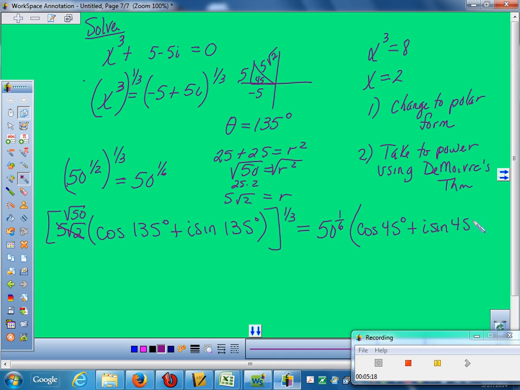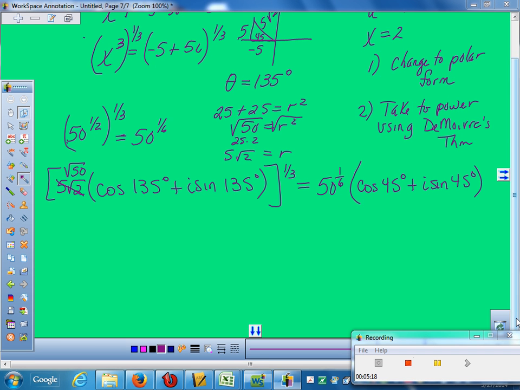Now, most of the problems I'm nice, and I say to you, may leave your answer in polar form. This one I am going to let you leave it, because of time. Although converting cosine of 45 back to the other would be no big deal. Put in your square root of 2 over 2s, but we're fine. We'll leave it as 1. Problem is, that's only one answer. How many more do I need? 2. I need 2 more.